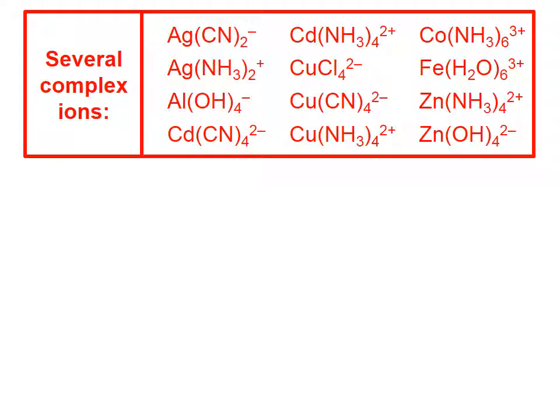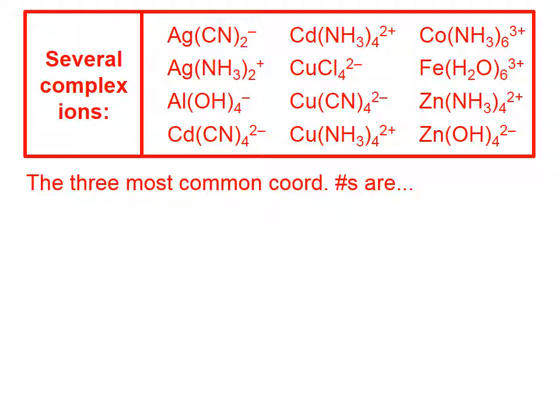At the top of the screen, you see several complex ions. I see no need to have my students memorize these, but you will note that they have several things in common. One is they're all ions. They all have a net charge. Sometimes it's positive, sometimes it's a negative net charge. They all have a metal atom that is in the center of each of these ions. We have silver, aluminum, cadmium, copper, cobalt, iron, and zinc that I've listed. And you can see that around them they have some Lewis bases, some electron pair providers.